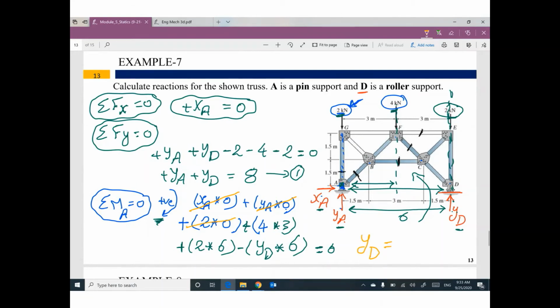So YD will be positive 4 kilonewton. If you put YD equal to positive 4 here, I can figure out that the value of YA will also be positive 4. So XA equals 0, YA equals 4, YD equals 4, and I am done.